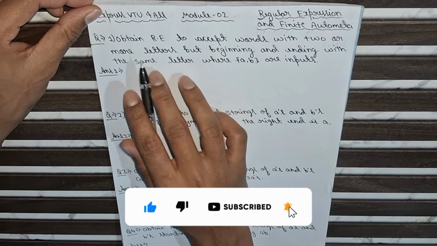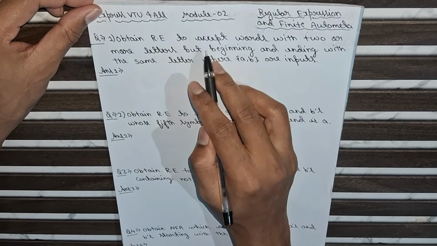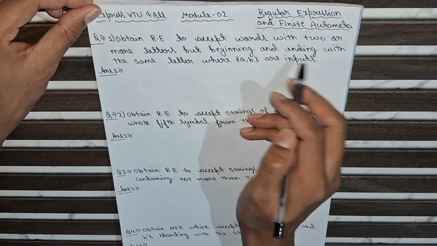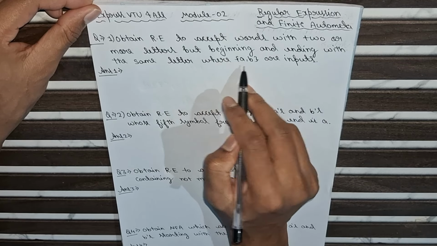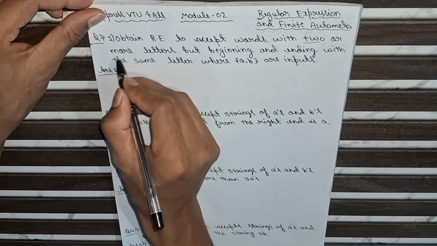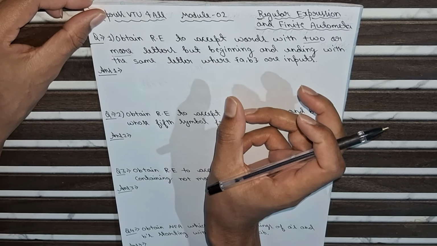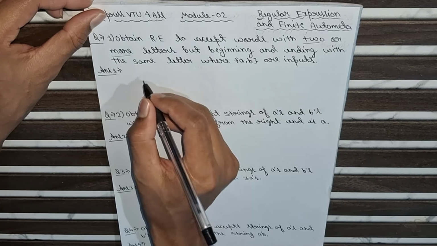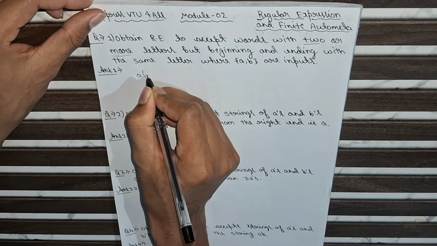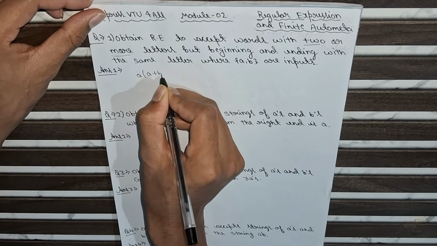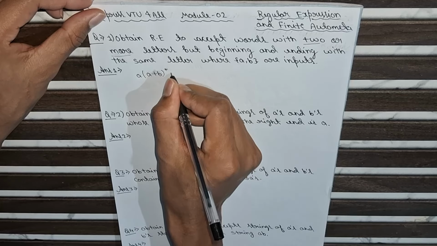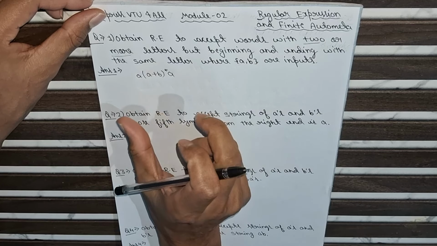Our first question is: obtain a regular expression to accept words with two or more letters but beginning and ending with the same letter, where a, b are inputs. Here the minimum condition is two or more letters, meaning the minimum string should be of two letters. So firstly we will take a and a combination of a's and b's, because it is the minimum criteria we have to fulfill: a (a+b)*.